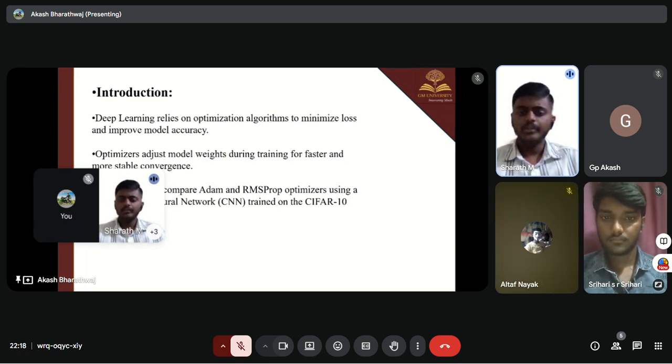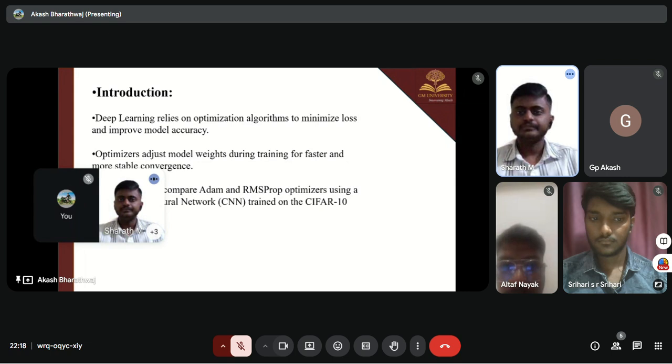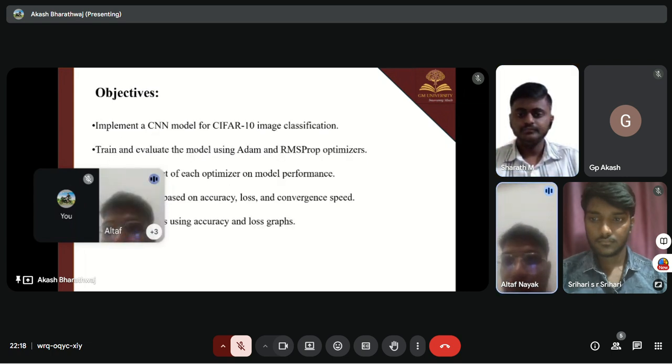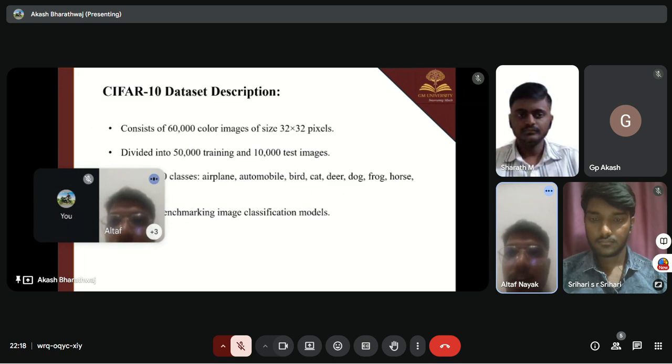In simple terms, this comparison helped us understand how the choice of optimizer can make a big difference in deep learning model performance. These are the introductions. On the next slide, my friend Altaf will continue. Thank you, Sharath. Now I'm going to talk about the objectives of our project.